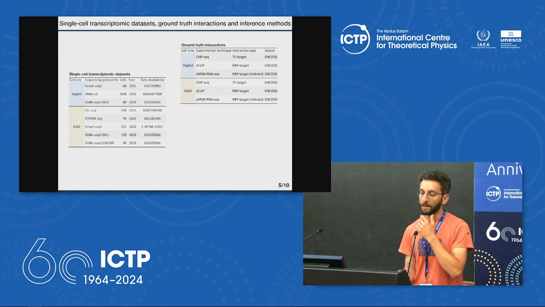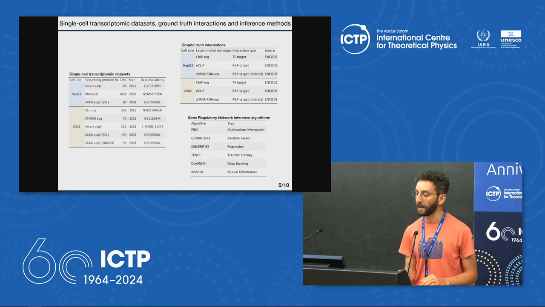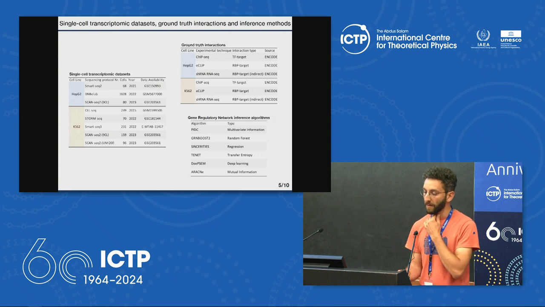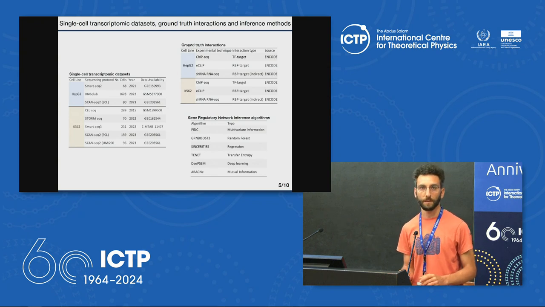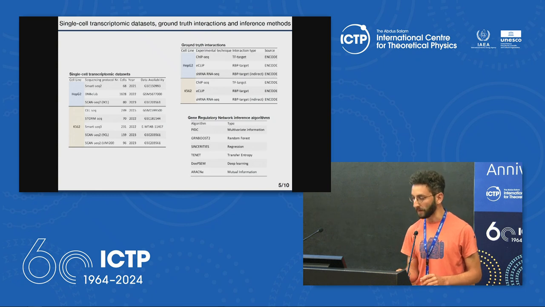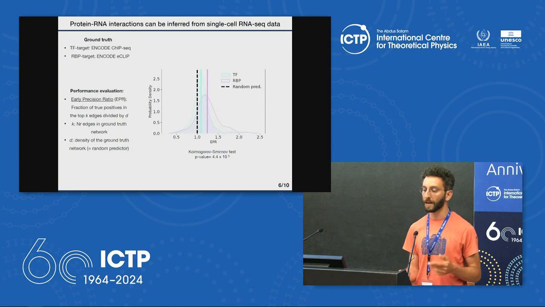I selected several single cell RNA-seq datasets for the same human cell lines from the ENCODE project, coming from different sequencing protocols. And finally, I selected six different gene regulatory network inference methods, which are the state-of-the-art methods, and they are based on different theories and statistical models. First of all, I benchmarked the possibility of inferring protein RNA interactions against the classical task, which is the inference of transcription factor target interactions.